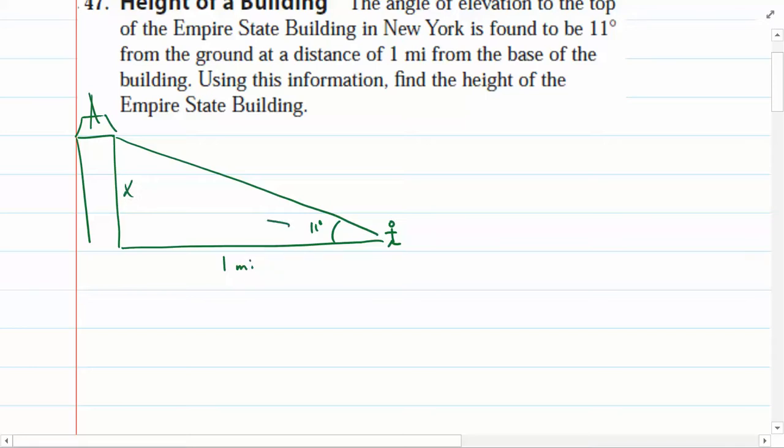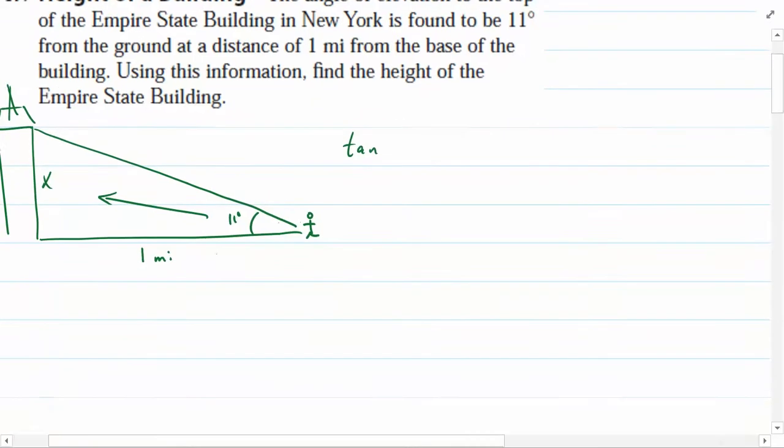Okay, so this is me looking up at 11 degrees to find the height of the Empire State Building. I don't know exactly how tall it is, but I do know that I'm standing 1 mile away. I do recognize that this represents the opposite side length of the triangle here. So we've got an opposite side and an adjacent side, so a tangent measurement would be good to use here. Tangent of 11 degrees would be equal to x divided by 1, which means that x itself is equal to tangent of 11 degrees.